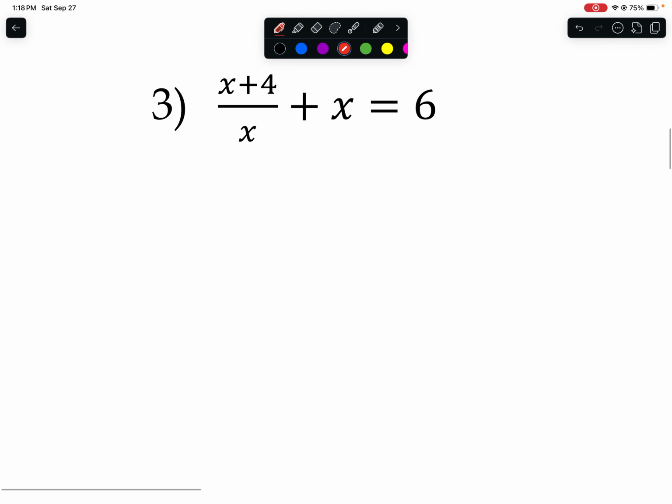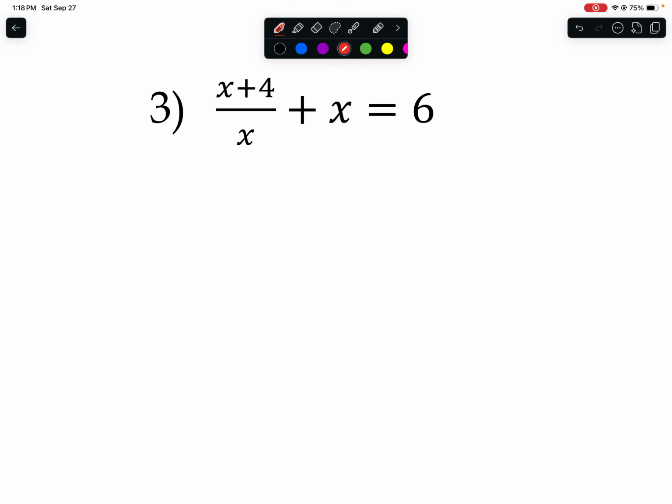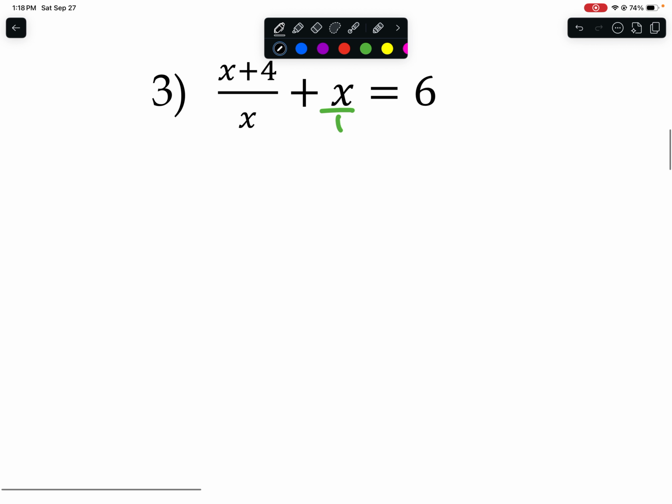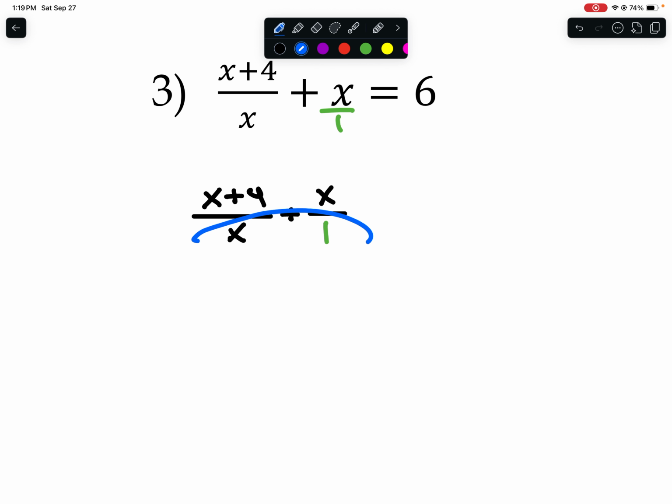Okay, number 3. So in this case, now I need to get another common denominator over here with my x value. So my x value, when it's a standalone like this, is going to be written as x over 1. So with this, I'm going to have x plus 4 all over x plus x over 1. I'm going to go ahead and just write it over 1 to give me a little bit more visual. And then I need a common denominator of an x value.